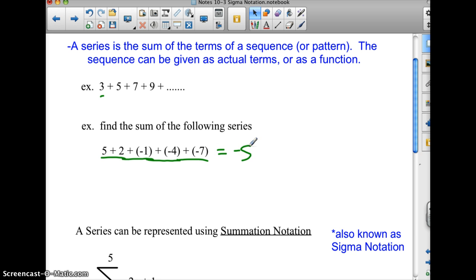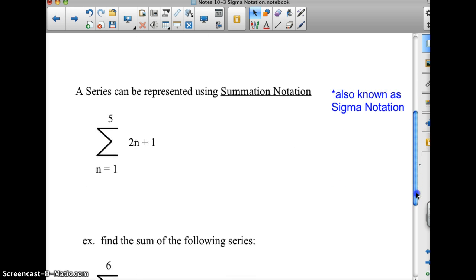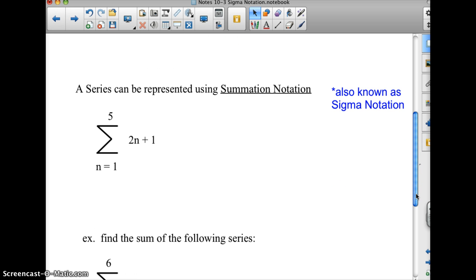Okay? Now, a series can be represented using summation notation. This is also known as sigma notation. All right, and that's what this is. This is the Greek letter sigma, capital sigma. So, n equals 1 to 5. And then it has 2n plus 1 for the expression next to the sigma.